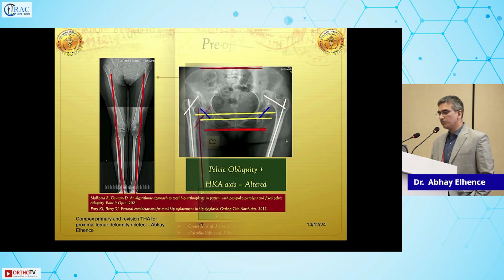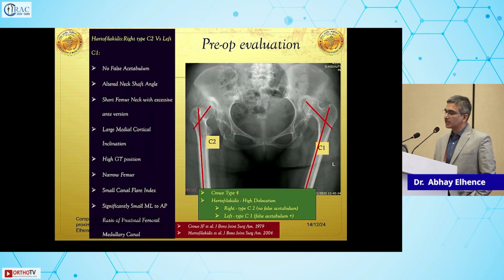And there are a host of problems with these patients. So there is no true acetabulum, they have an altered neck shaft angle, they have a short femur neck with excessive anteversion, they have large medial cortical inclination, they have a high GT position. So a host of problems which need to be addressed, and these require modular femoral solutions.